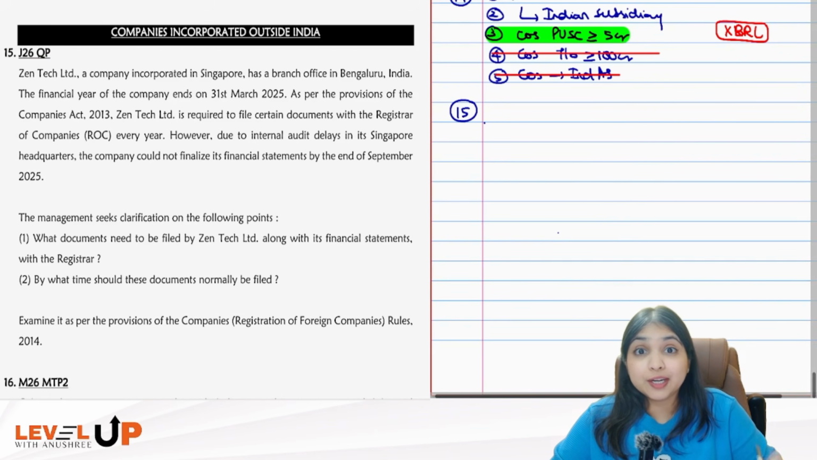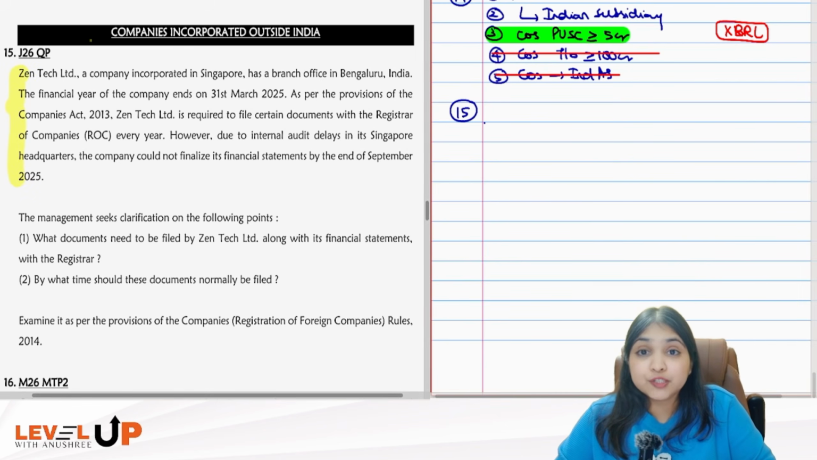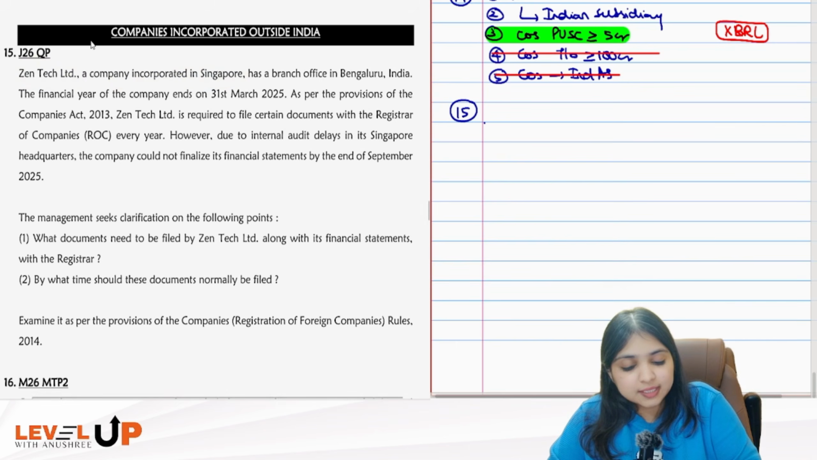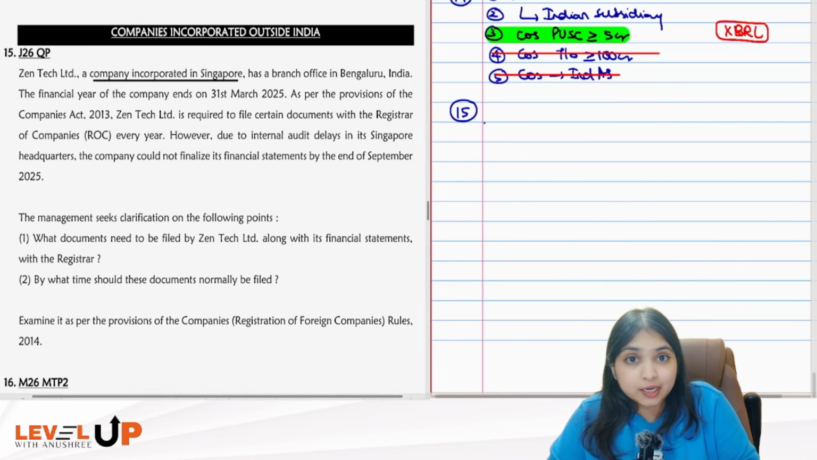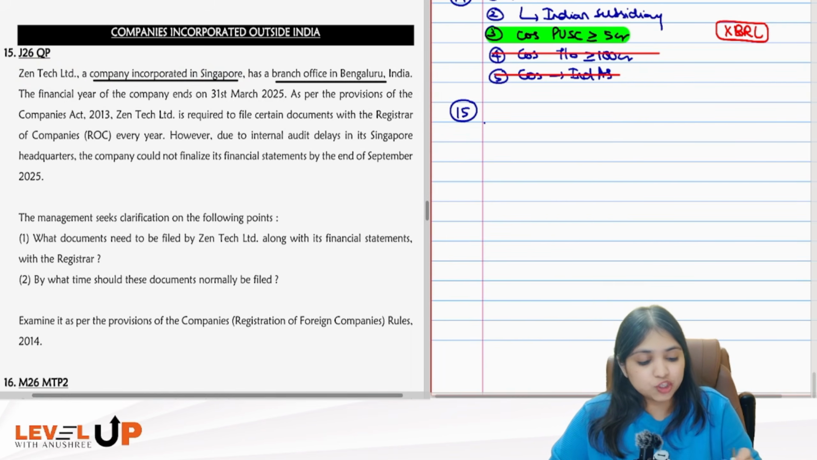Companies incorporated outside India. So here we have a couple of good questions. Look at them. The first question over here is from a Jan 26 question paper. The question says Zentech Limited, a company incorporated in Singapore. So the company is incorporated outside India. It has a branch office in Bangalore. The financial year of the company ends on 31st March 25.